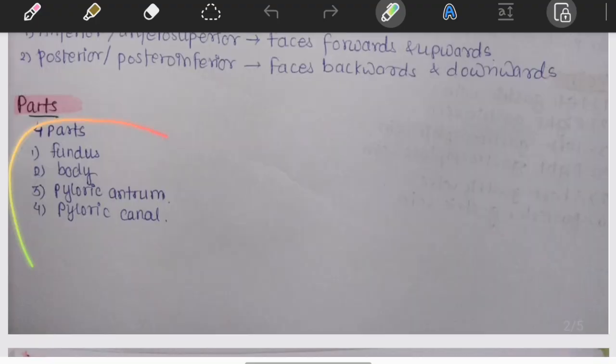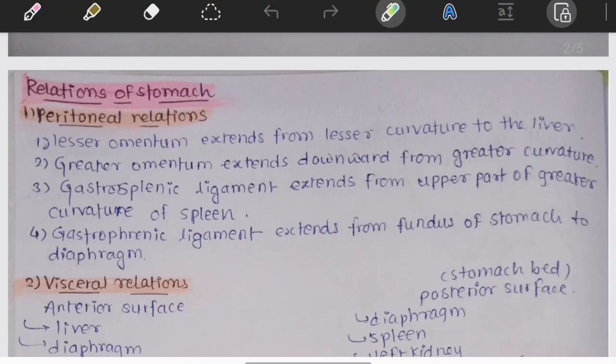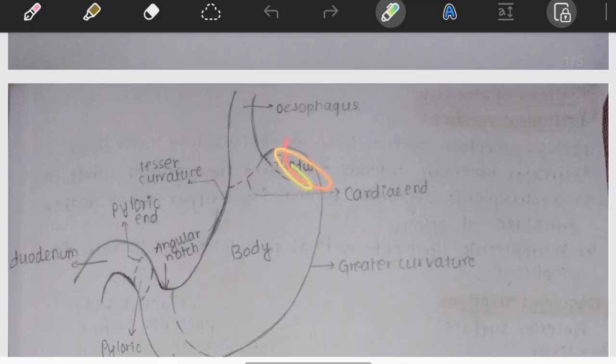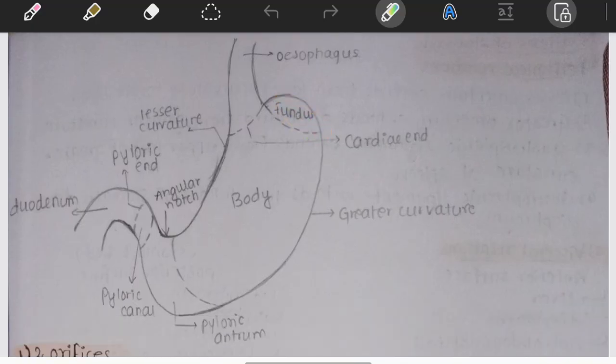Let's see the parts. Four parts are there: fundus, body, pyloric antrum, and pyloric canal, from above to downwards. Fundus, it is the dome shaped part above the level of the cardiac opening of the stomach. Body, below that, the largest part, forms a major portion of the stomach. Pyloric antrum is the wider distal region, and then the pyloric canal, the narrower part immediately before the pyloric opening. This is the pyloric canal.